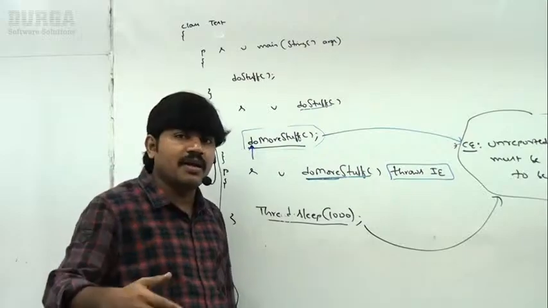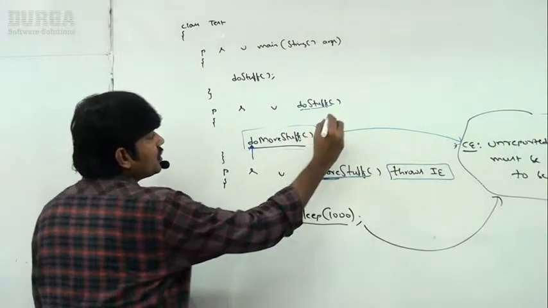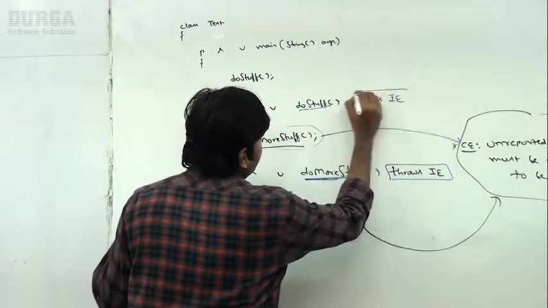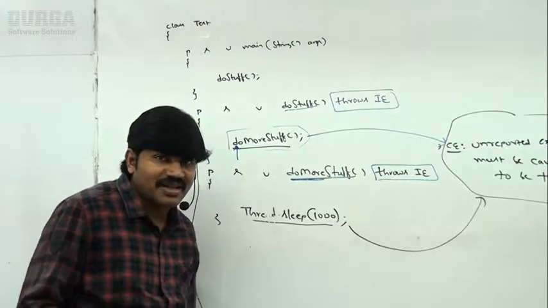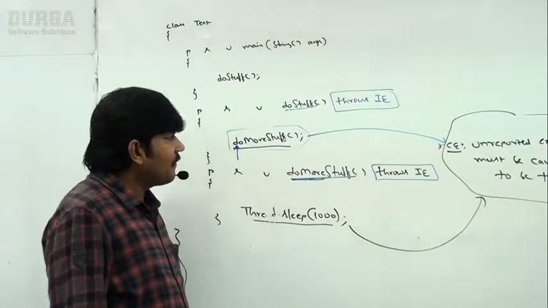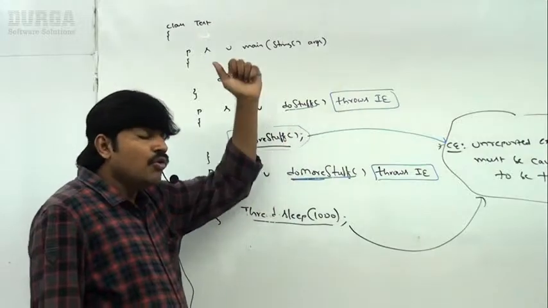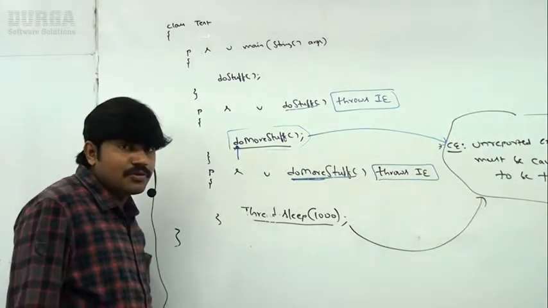I will delegate to my caller. Like this, do stuff is also keeping throws InterruptedException. Are you getting? Do stuff also keeps throws InterruptedException. Then immediately what is the compiler going to do? Oh, do stuff delegated to the caller, right? Who is the caller of the do stuff method? Respond. Who is the caller of the do stuff method?